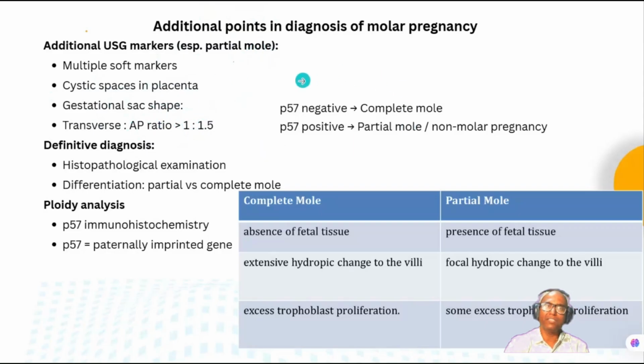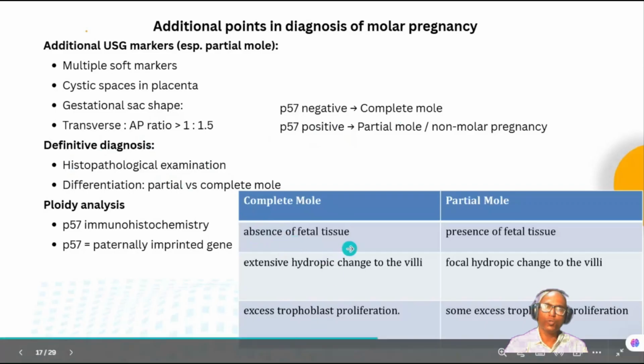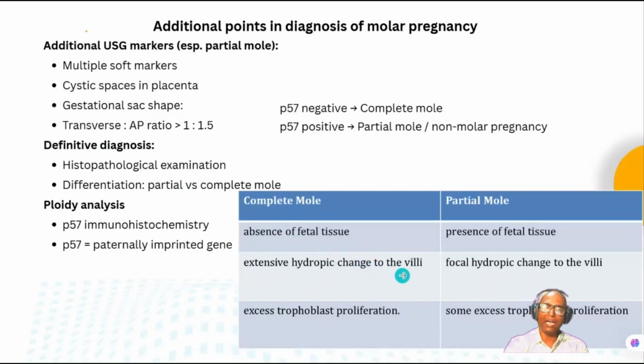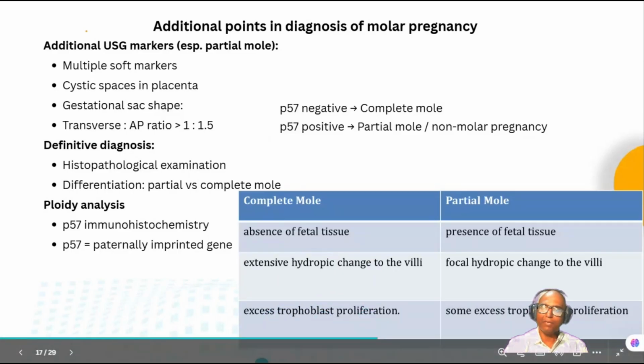Okay. And as far as P57 markers are concerned, P57 negative is a complete mole, while P57 positive is a partial mole. It is positive in partial mole, P57 positivity. So definitive diagnosis is by histopathology, differentiation of the partial versus complete mole. In complete mole, there will be absence of the fetal tissue, extensive hydropic change to the villi, and there is excess trophoblastic proliferation. While in partial mole, there is a presence of fetal tissue, focal hydropic change to the villi, and some excess trophoblastic proliferation. While here it is extensive trophoblastic proliferation.